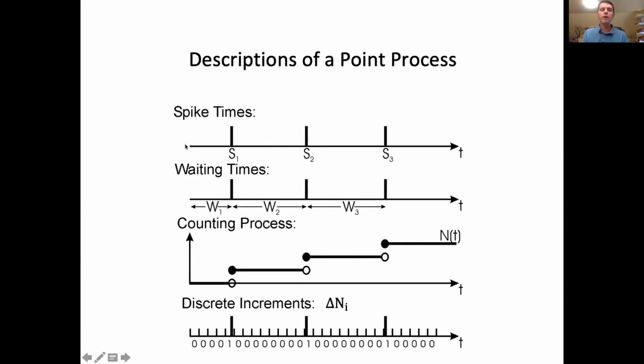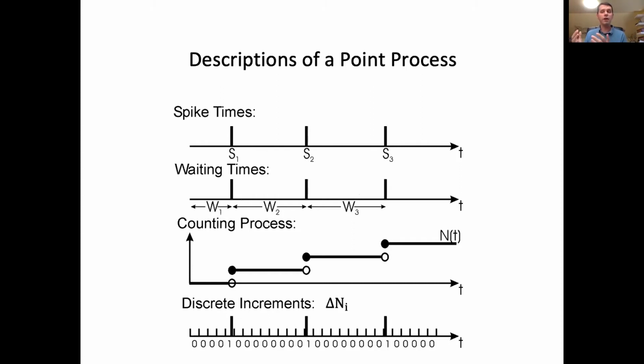For example, you might record just the times of the events and try to build models for those times. Or you might look at the waiting times between individual events, and you might be able to construct a particular class of distributions that capture those waiting times well.